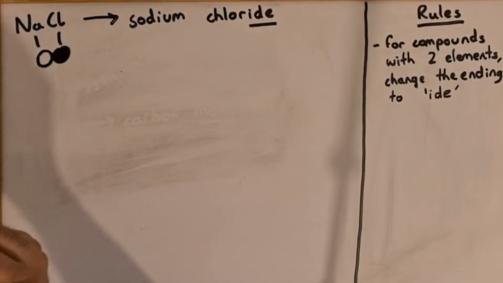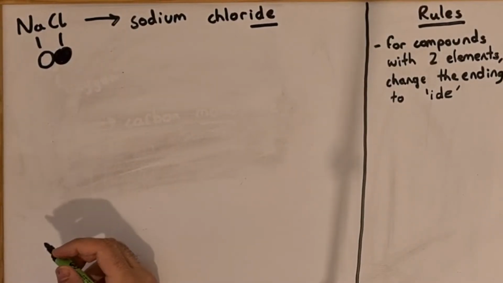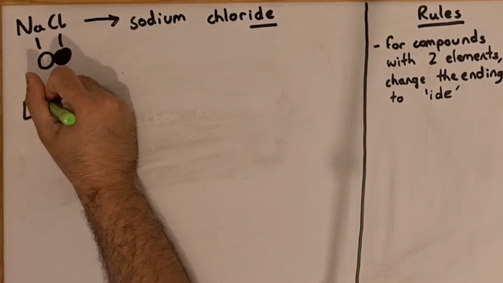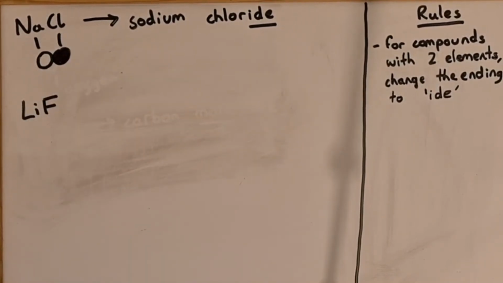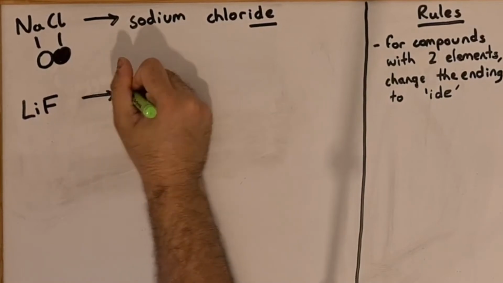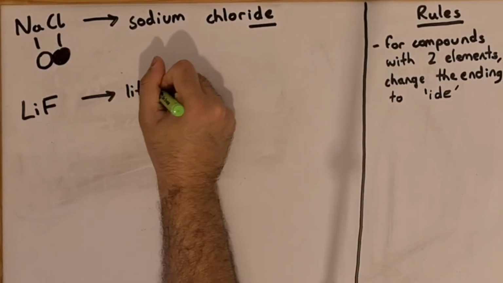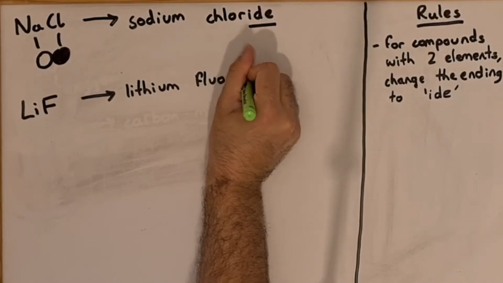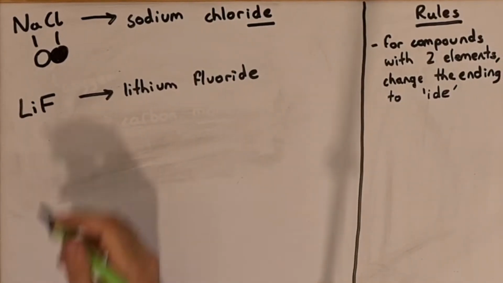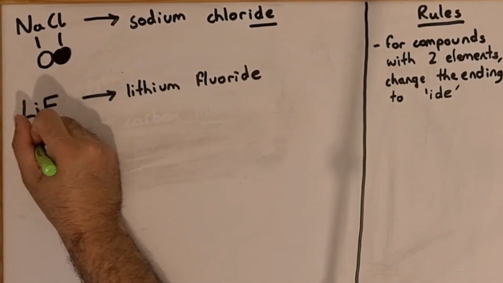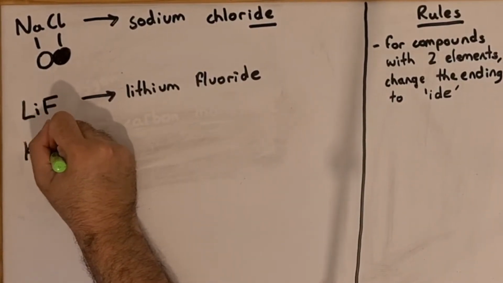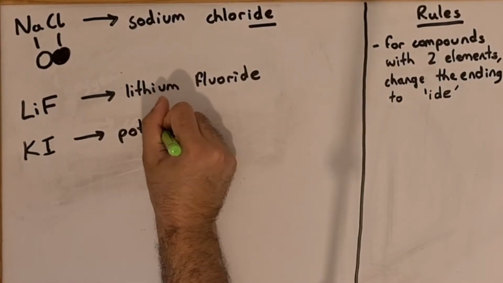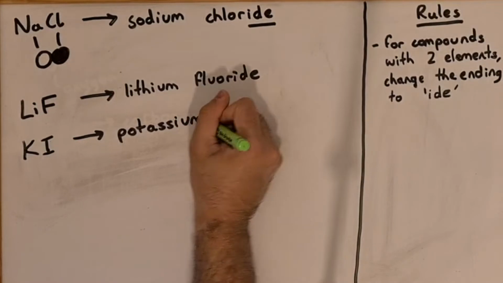This technique works with other compounds. For example, if we had a compound made up of atoms of lithium and fluorine with the chemical formula LiF, it would be called lithium fluoride. If we had a compound made up of atoms of potassium and iodine with the formula KI, it would be called potassium iodide.